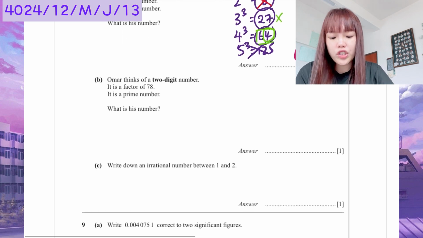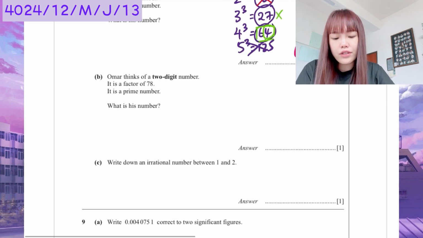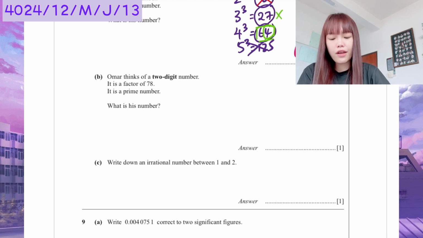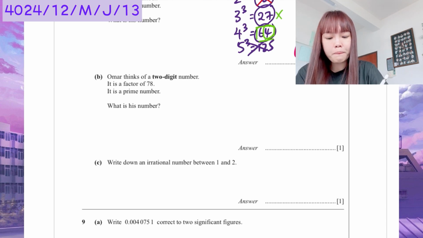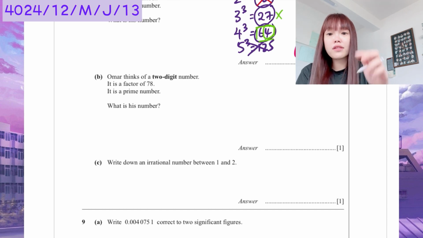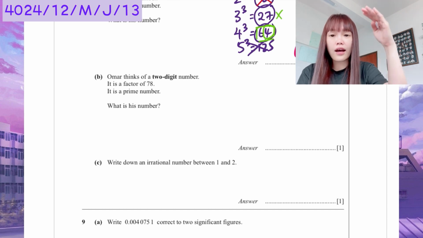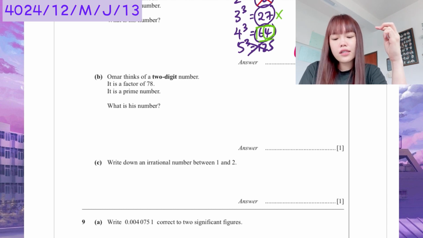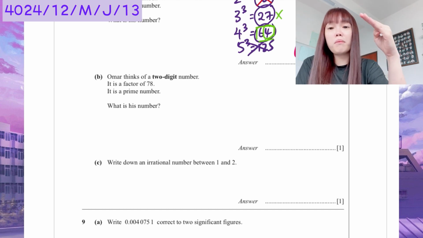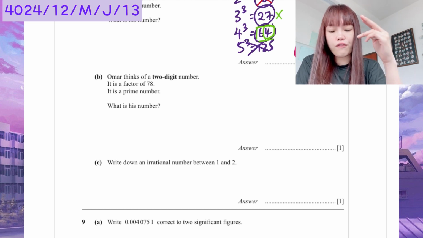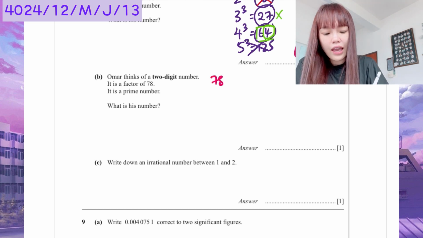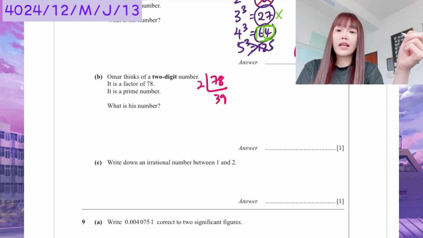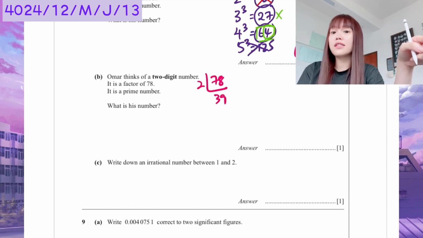Now Omar thinks of a 2-digit number. It is a factor of 78. Okay, a factor of 78 means that it's a combination of 2 multiplications. And it is a number that can divide 78, and also a multiple relationship with this 78. For example, 78 divided by 2, you will get 39. So 78 is from 2 times 39.